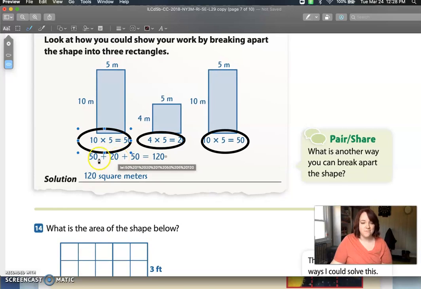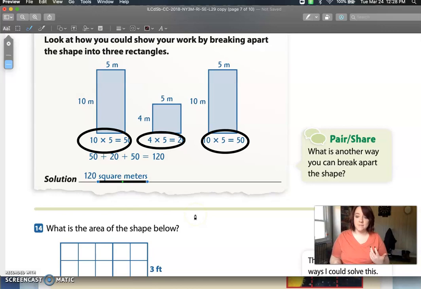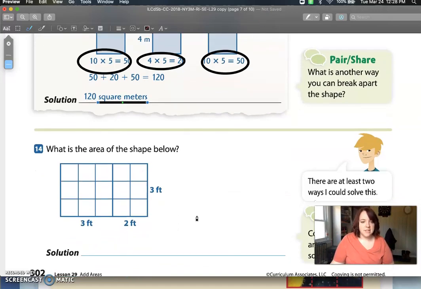or we can do it easier. What is 50 plus 50? It's 100. Plus 20 is 120 square meters. Make sure you always put those square meters at the end, because when you multiply, it always becomes square meters instead of just meters. All right, let's keep going.